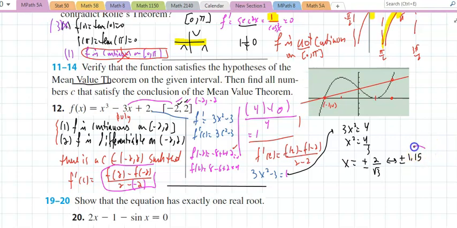Okay. Well, this is what the problem's saying. It's saying if you go to 1.15, about right there, and if you draw a tangent about right there, guess what the slope of that tangent is? Okay, I'm way off.